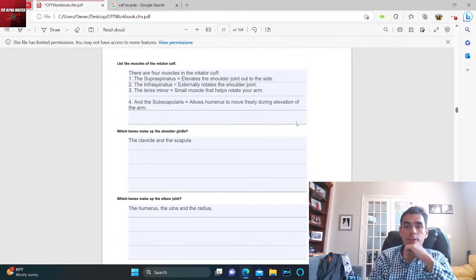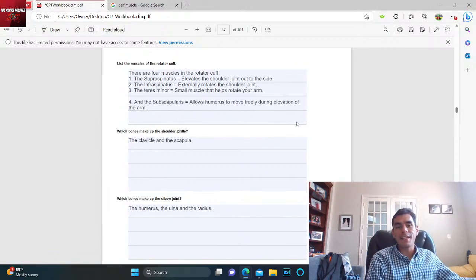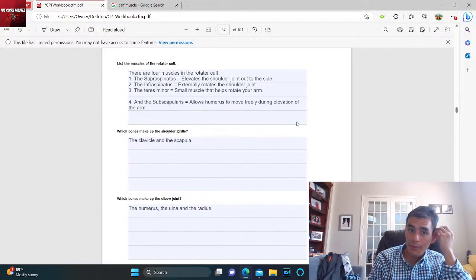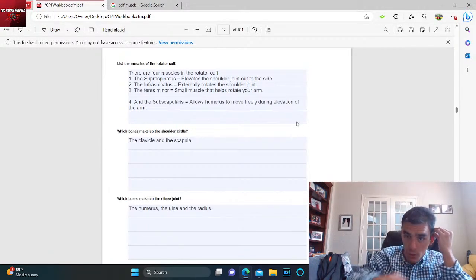Supraspinatus elevates the shoulder joint out to the side. Infraspinatus rotates the shoulder joint. Teres minor is going to be the small muscle that helps rotate your arm. And the subscapularis allows the humerus to move freely during elevation of the arm.